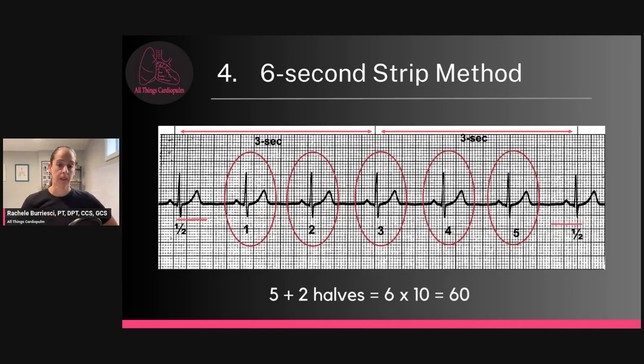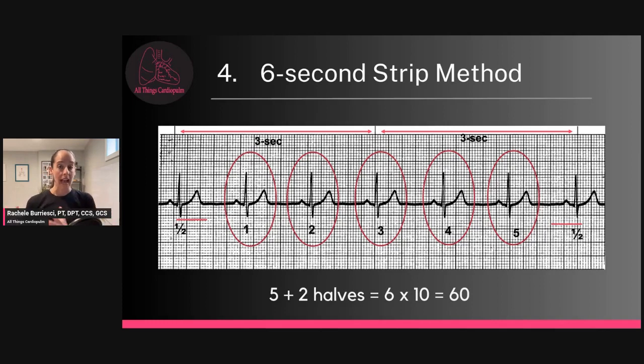Okay. And then we have clearly 1, 2, 3, 4, 5. And the last complex is also cut in half. The T wave doesn't make it inside the tick mark. So we're going to call the last complex a half. So essentially we have 5 clear complexes plus 2 halves. We'll call it 6. And then we just get to times by 10. 6 times 10 is 60.